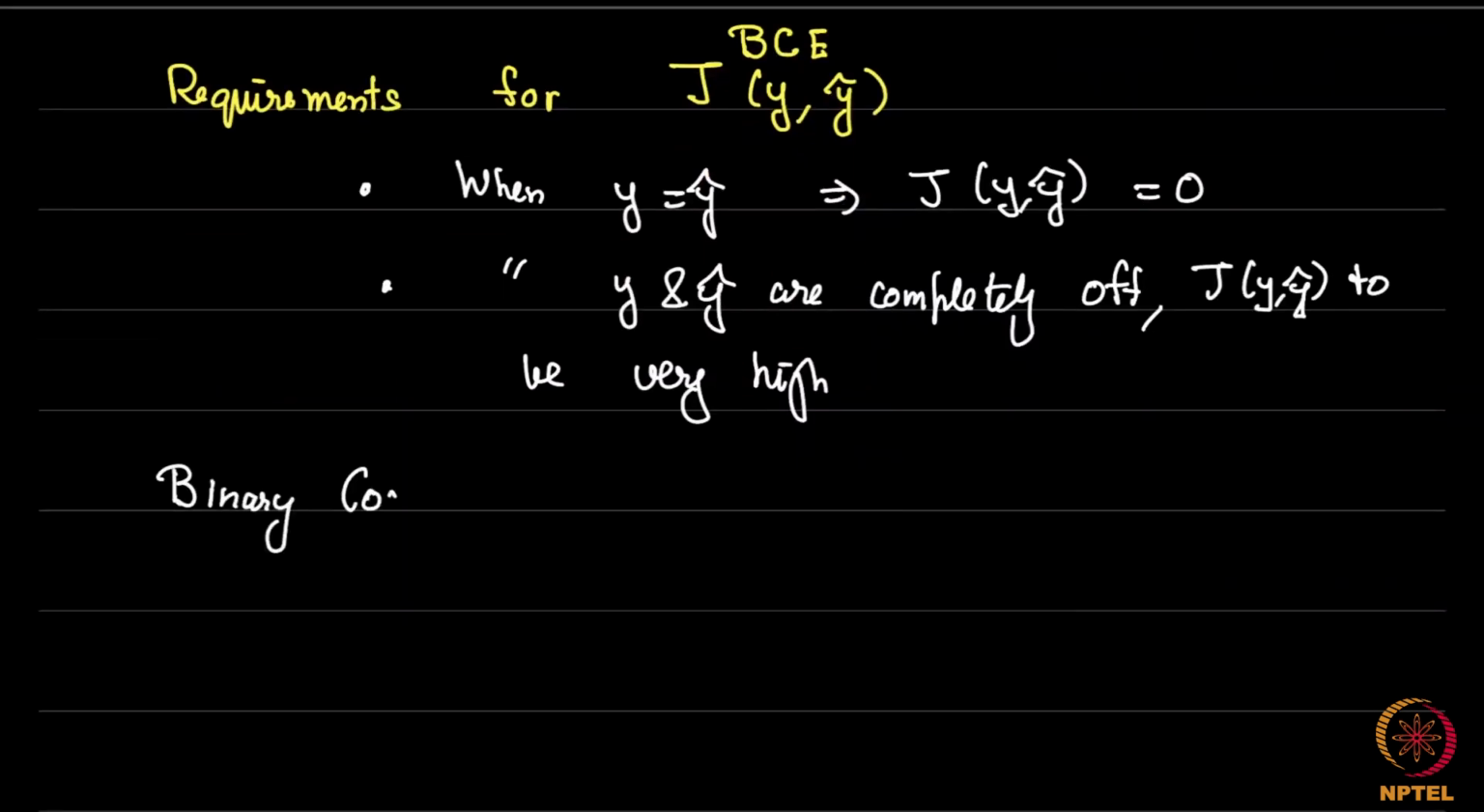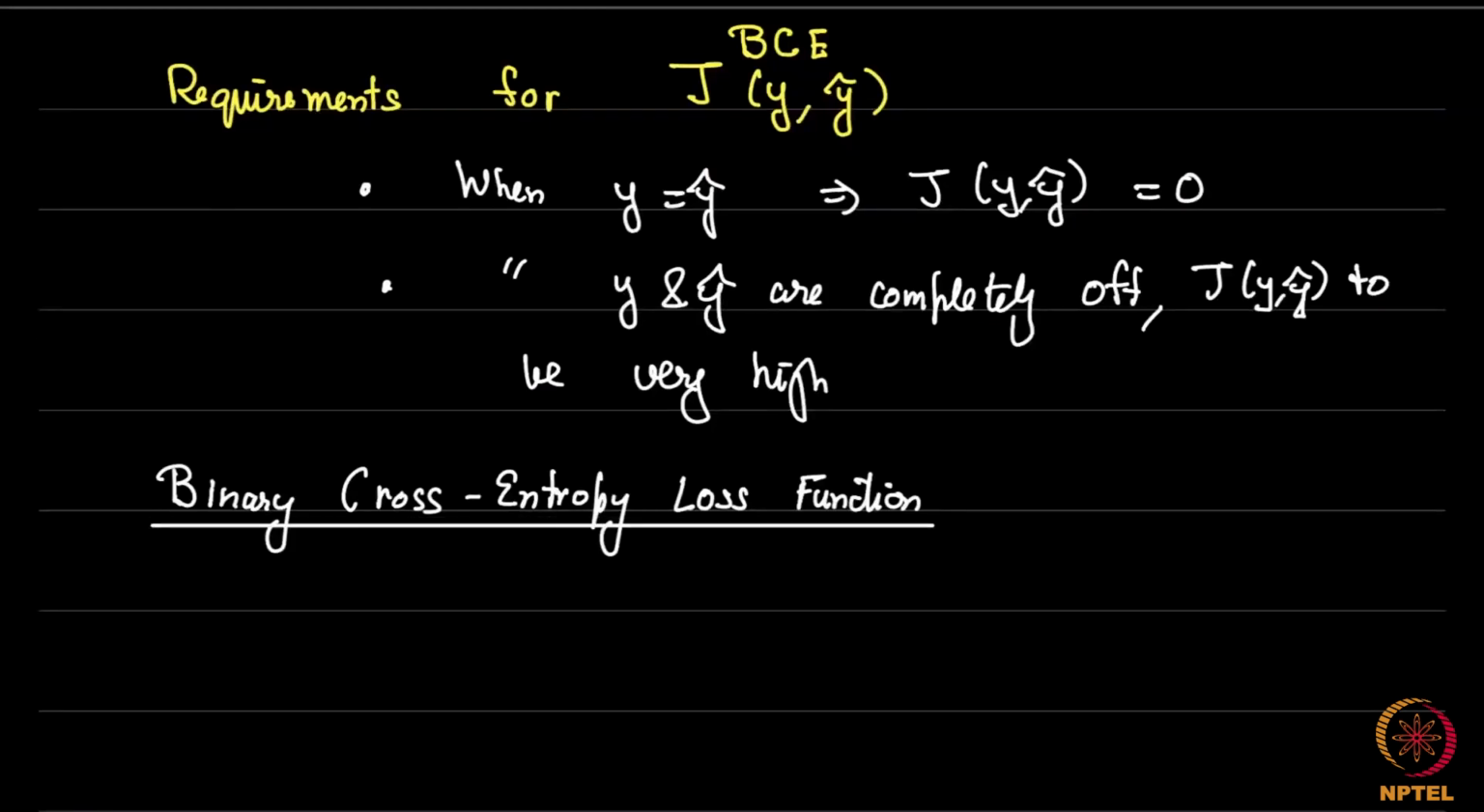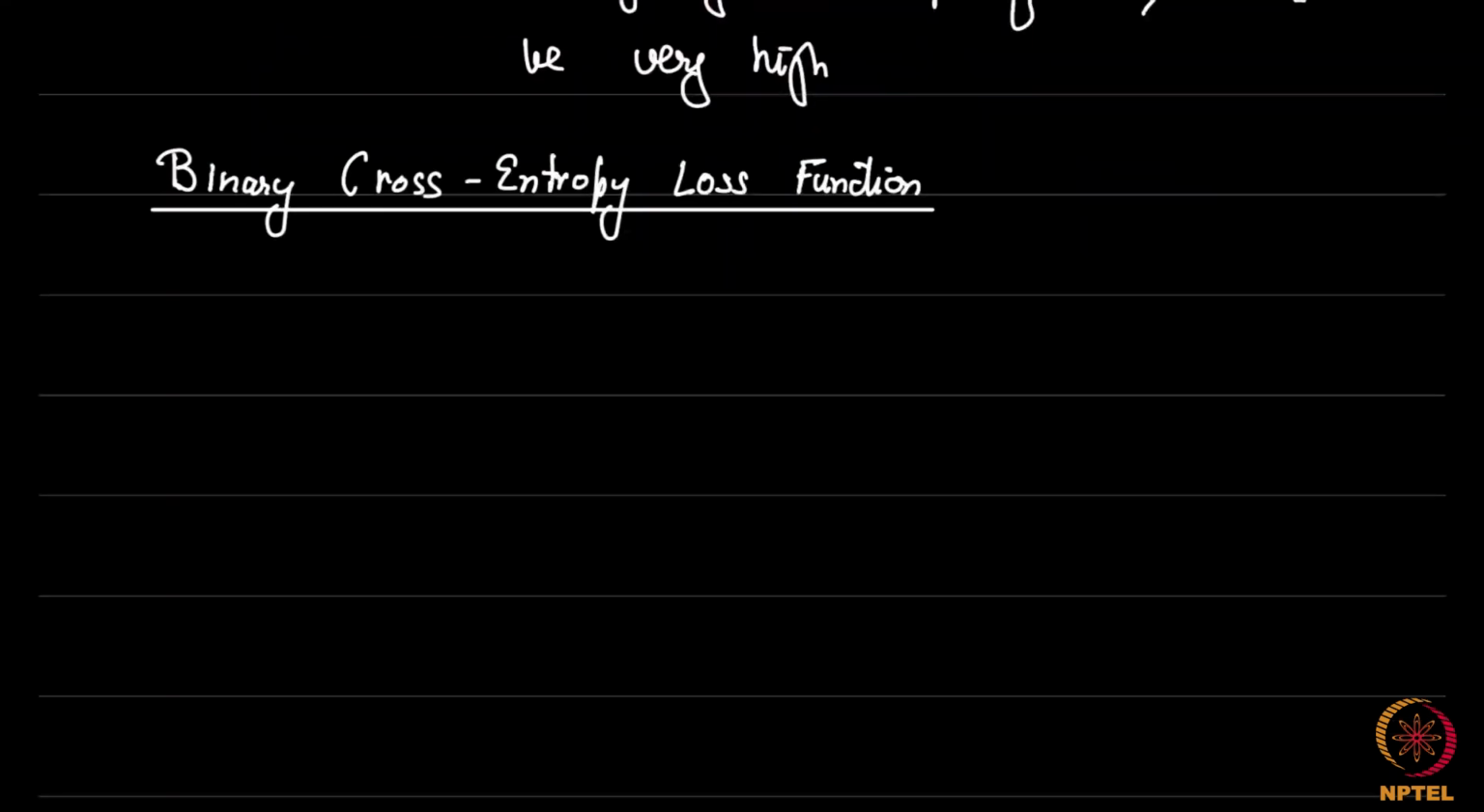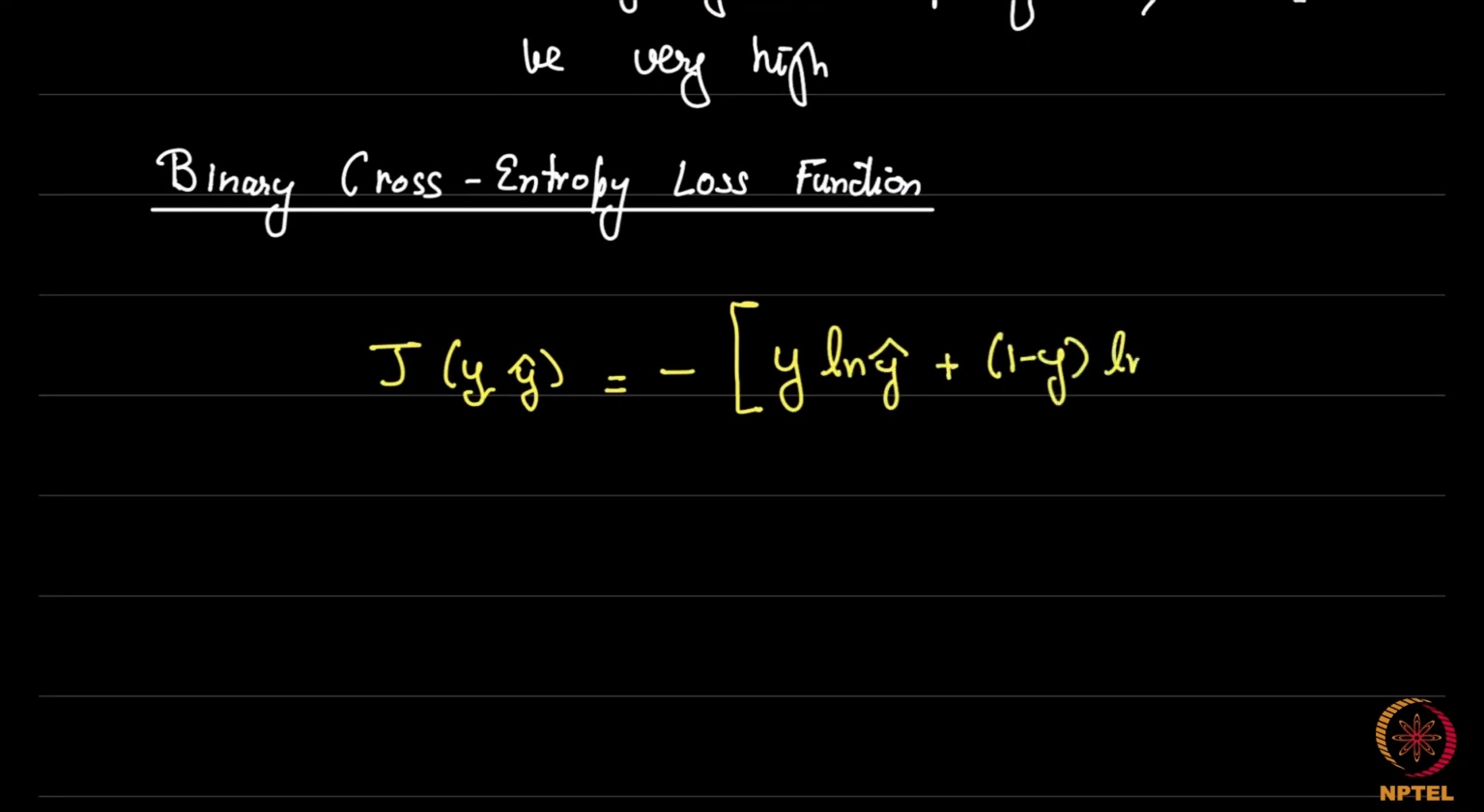This is called the binary cross entropy loss function, or cost function. This is what is used for logistic regression, and it functions in the following way. So you say that J of y comma y hat is equal to minus y ln y hat plus 1 minus y ln 1 minus y hat.